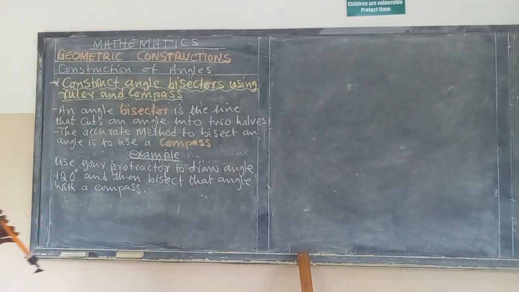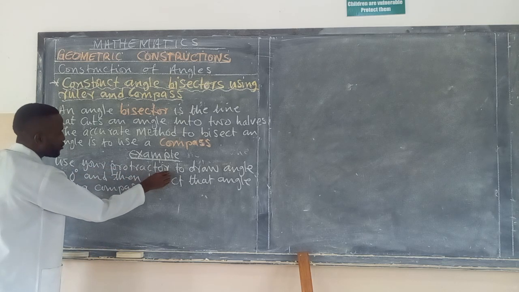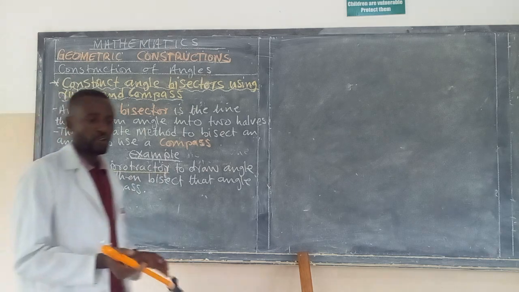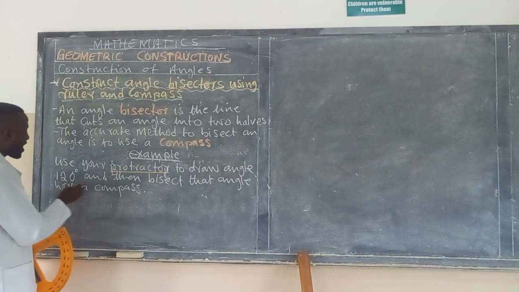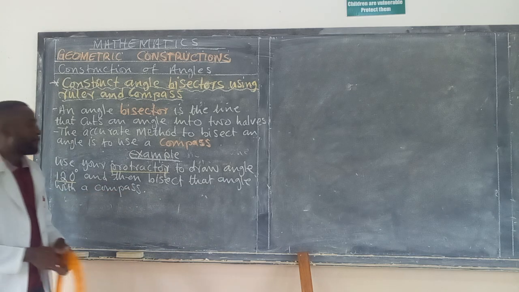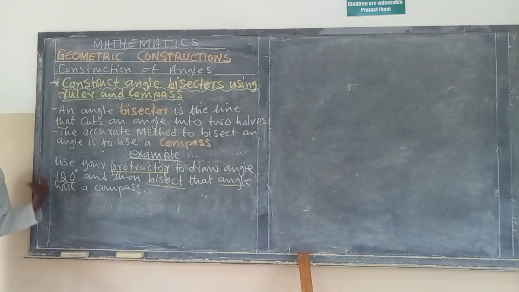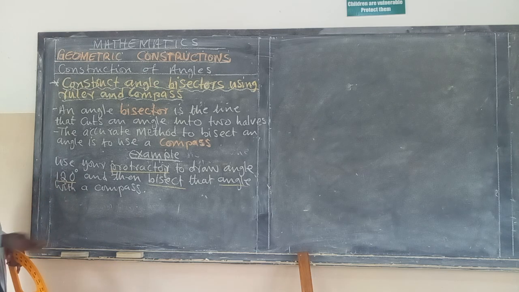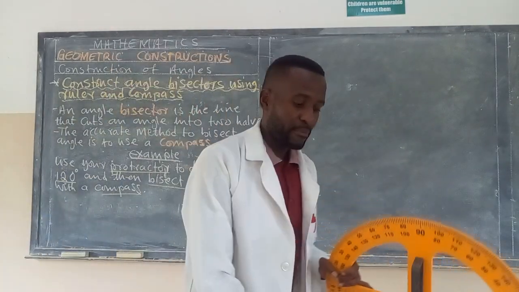Let us look at the first example. Example number 1. They are simply saying use your protractor. Okay, let me show you a protractor. Use your protractor to draw angle 120 degrees. So we need to draw angle 120 degrees and then bisect that angle. Once you have bisected it with a compass, we are done with this work. I believe by that time this work will be easy.